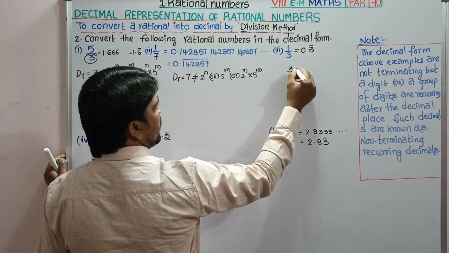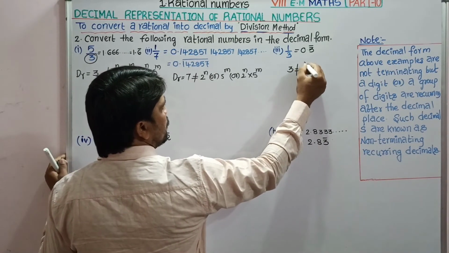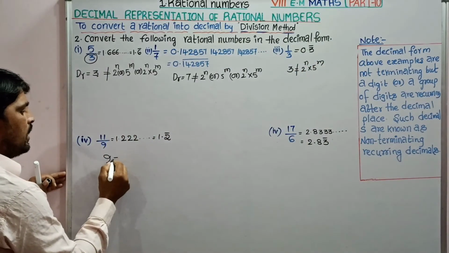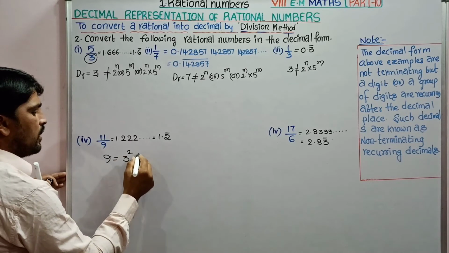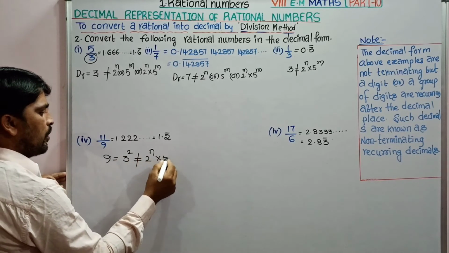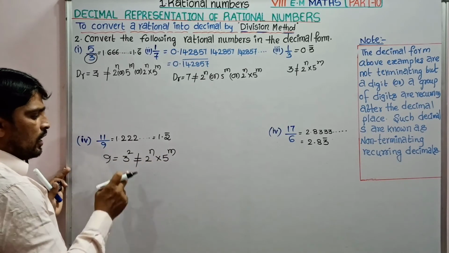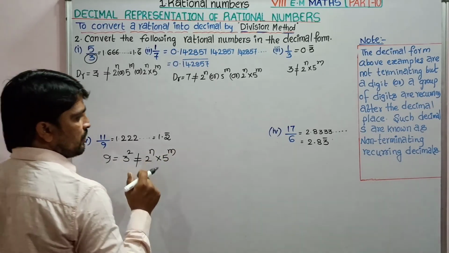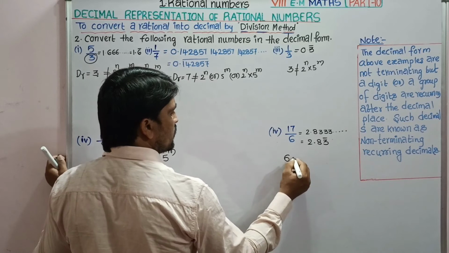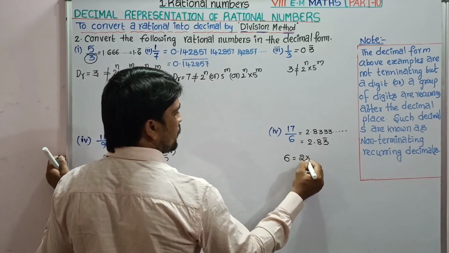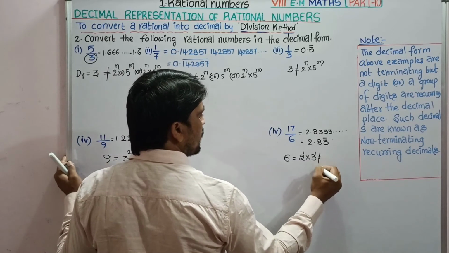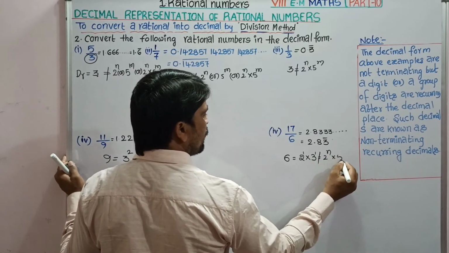Here the denominator 3 cannot be written in 2 power n into 5 power m form. Here the denominator is 9. 9 can be written as 3 square. That is not equal to 2 power n into 5 power m form. 3 square cannot be expressed in terms of powers of 2 and powers of 5. And 6 is written as 2 into 3, 2 power something into 3 power something, but not 2 power n into 5 power m form.